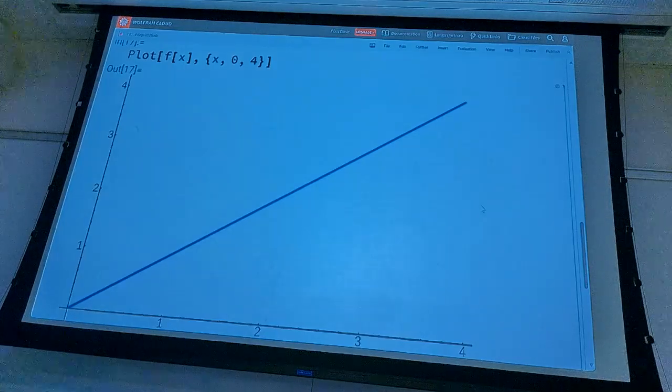Again, notice what it's not showing. It's not showing the hole at 2. Because there's a hole at 2. It's undefined. But again, it's good enough.